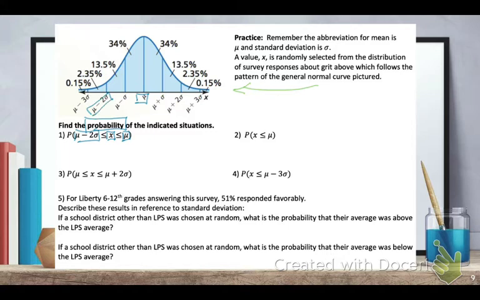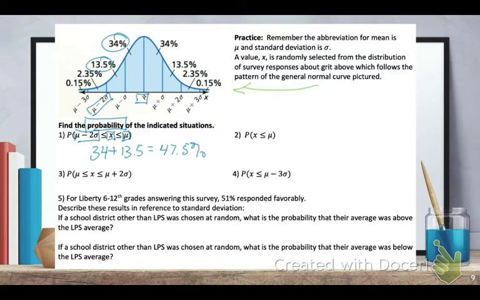So what is the probability? Well, 34% of the data values are 1 step down and 13.5% are between 1 and 2. So we can add those percentages, and that will give us the probability that a randomly chosen score will fall between the mean and 2 standard deviations below. So let's try another one.